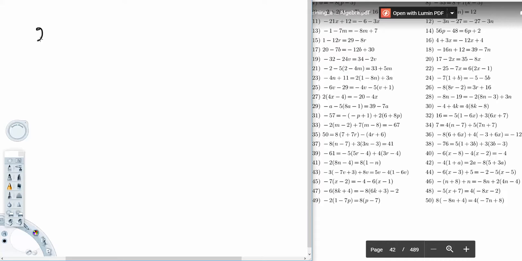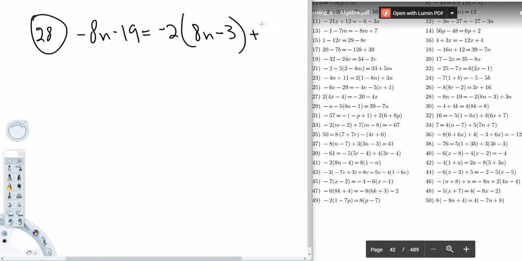28, last problem for this video. Minus 8n minus 19 equals minus 2 times the quantity 8n minus 3 plus 3n. They put a whole lot of stuff here, but it's the same thing. Parentheses, parentheses, parentheses. So let's just focus on this part. 8n minus 3, you can't do that, so you have to use the distributive property.